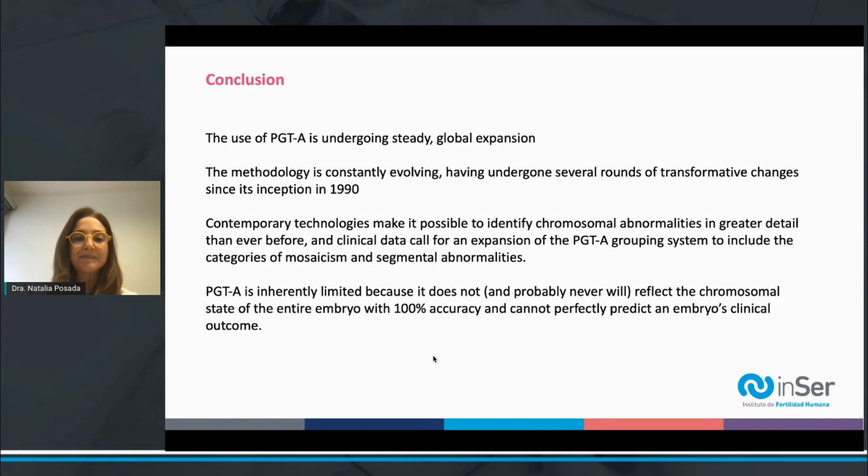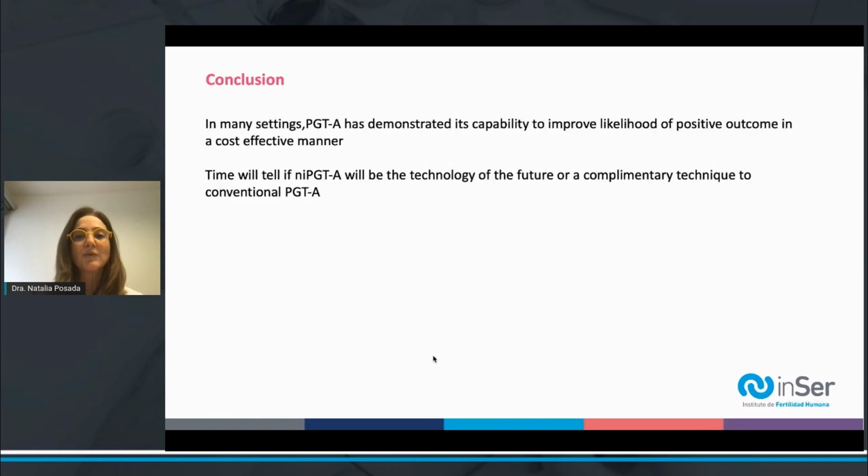Still, there's a group of patients in whom this technique has shown an increased likelihood of positive outcome in a cost-effective manner, as is the case when one is looking for selective transfer of one embryo in order to avoid multiple pregnancy rates, especially in women over the age of 35 who have 2 or more blastocysts. And finally, time will tell if non-invasive PGTA will be the technology of the future.